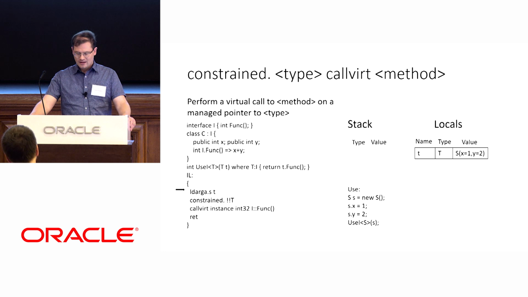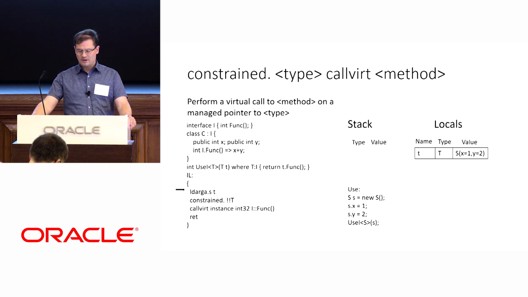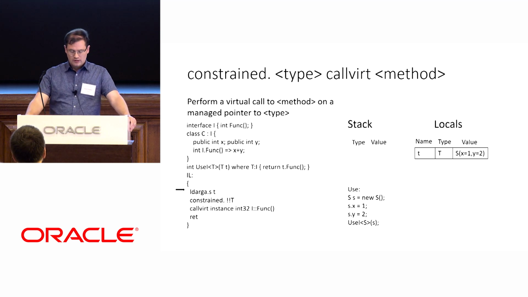Here we are, a little bit more complicated example, and this is a constrained call, which is a virtual call to a managed pointer of some specific type. And this is used to implement the generic specialization behavior that Neil talked about.